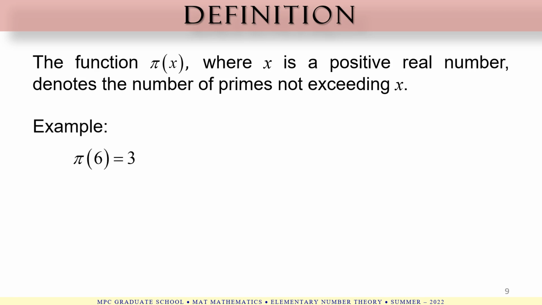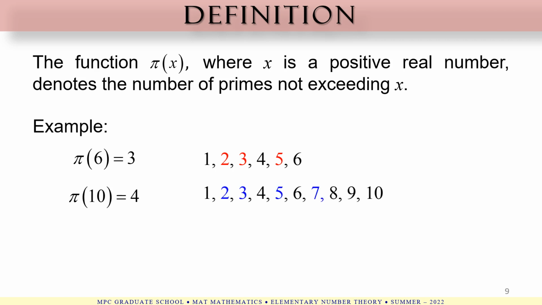Pi of 6 equals 3 because the prime numbers less than or equal to 6 are 2, 3, and 5. Pi of 10 equals 4 because the only primes less than or equal to 10 are 2, 3, 5, and 7.